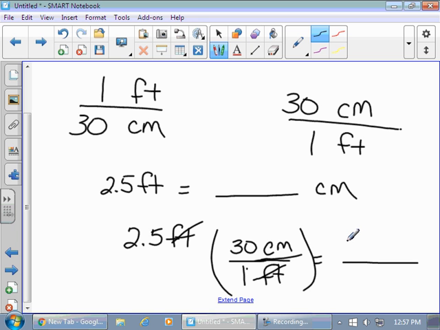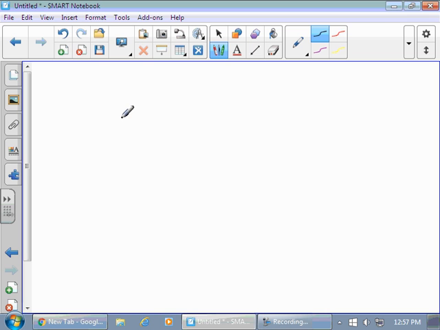Did you move your decimal out right? 75. Oops. 75 centimeters. That's all we should have, okay? Let's do another one. This time, let's say I have 52 centimeters, and I want to go to feet. So do that one.